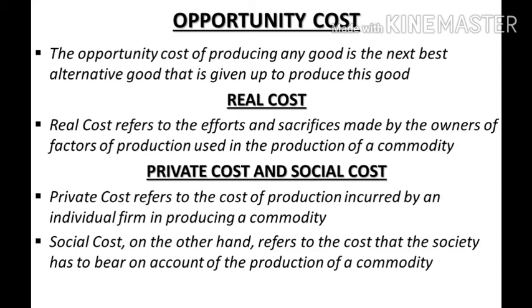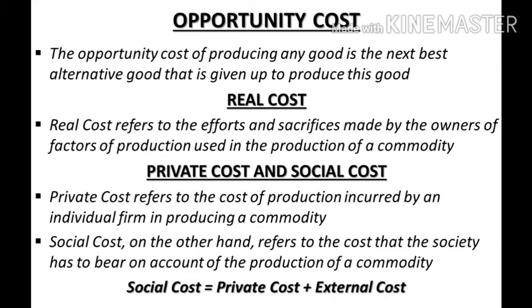So what we see is that social cost is a wider concept than the private cost. Why? Because it is the sum total. That is, social cost is the sum total of the cost incurred by the producers of goods and services, that is private cost we talked about, and the cost experienced by the society who have to suffer because of the production of the commodity in terms of external cost. So the social cost is the summation of private cost and external cost.